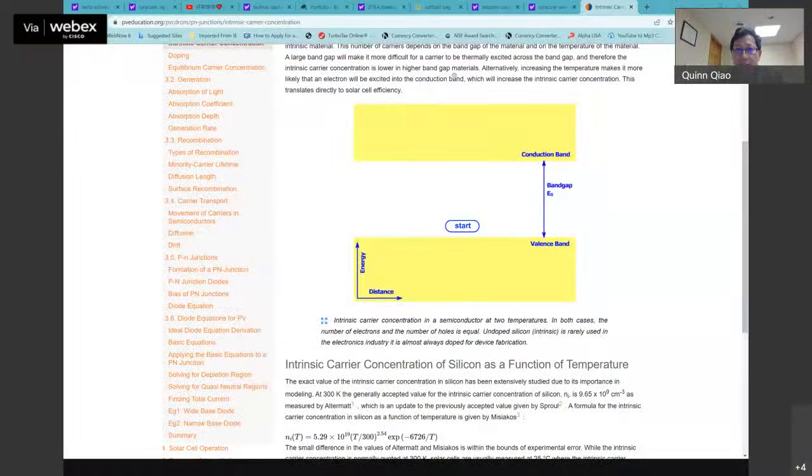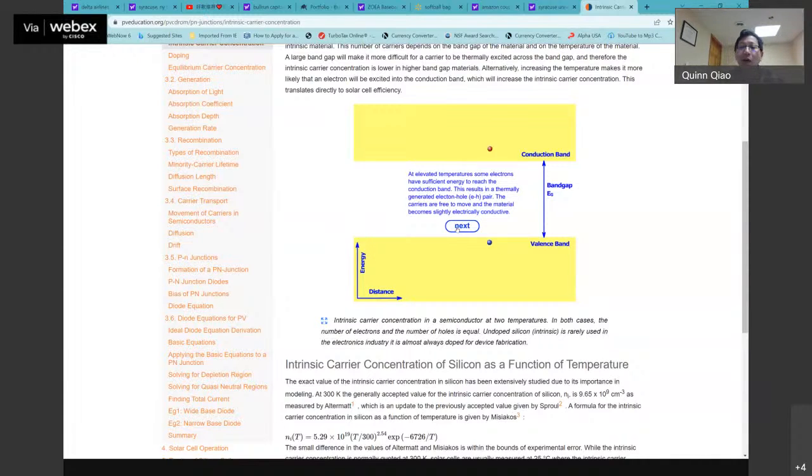Okay. If you look at this screen, if I start with the intrinsic carrier concentration, in semiconductors there are different temperatures. First, let's start at absolute zero temperature. What will happen? At absolute zero temperature, there are no electrons or holes, right?